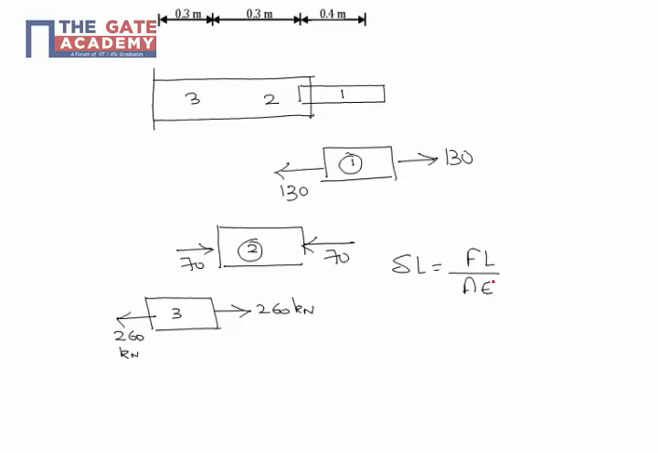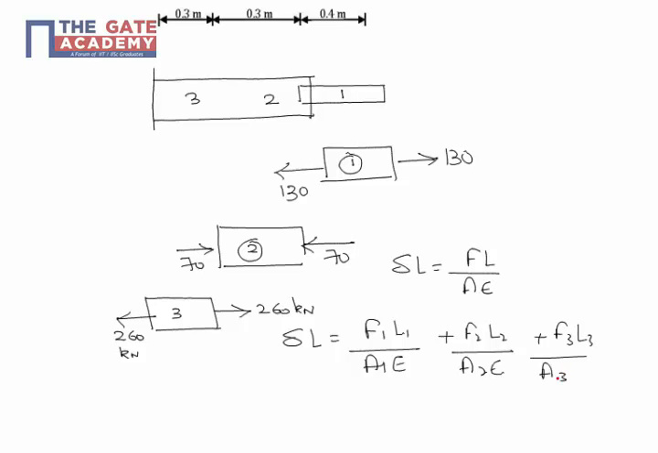Now for each of these parts we just have to do this. So delta L will become F1 L1 by A1 into E plus F2 L2 by A2 into E plus F3 L3 by A3 into E. The lengths are given, the Young's modulus is given, the forces are known. Only remember F2 is negative because it is compressive. If you do this, your final answer will come down to 1.775 millimeters.